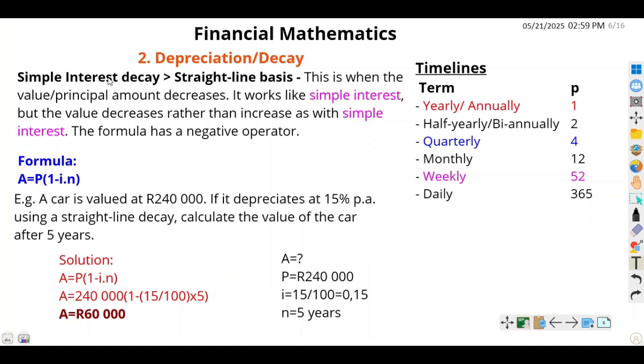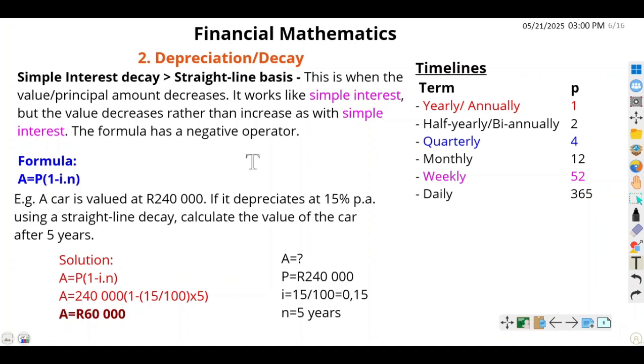So simple interest decay means it depreciates similarly to how a simple interest investment grows. Remember with simple interest investment you add the percentage agreed upon based on the principal amount. Similarly here with simple interest decay, it gets reduced just like that based on the principal amount.